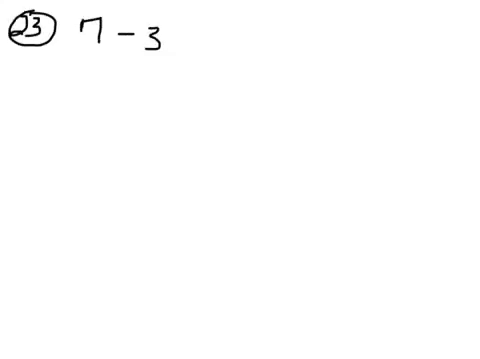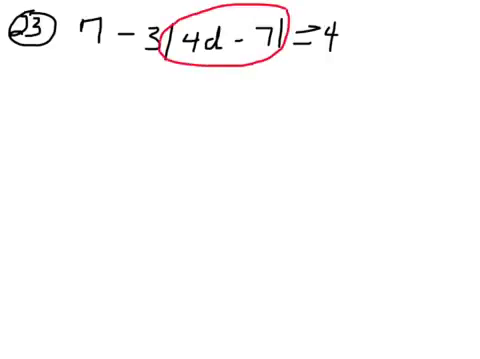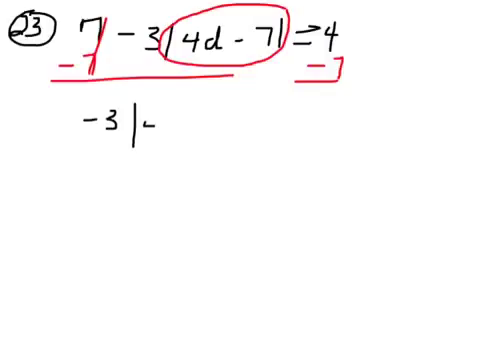We'll try to fit 23 in. 7 minus 3 times the absolute value of 4d minus 7 is greater than or equal to 4. All right, I want to get the absolute value by itself. First thing I'm going to do is add or subtract. I've got this 7 here. I can subtract it from both sides and move it over. So that gives me negative 3 times the absolute value of 4d minus 7 is greater than or equal to 4 minus 7, which is negative 3.